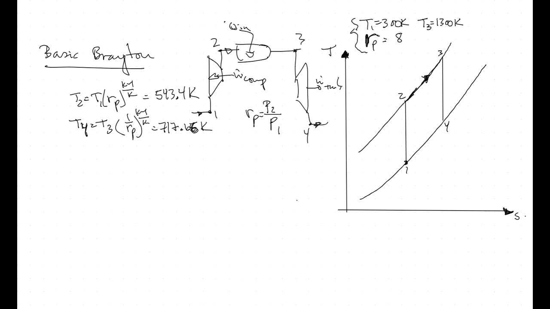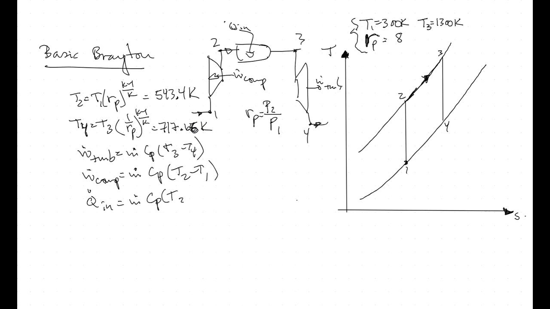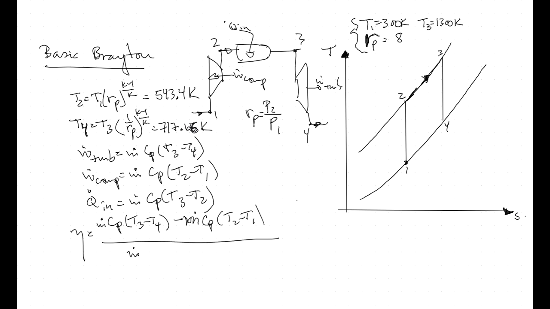So the work out of the turbine is just m dot cp (T3 minus T4). The work going into the compressor is m dot cp (T2 minus T1). And the amount of heat added is m dot cp (T3 minus T2). So if I want the efficiency, this is going to be equal to the net work, the work from the turbine, m dot cp (T3 minus T4), minus the work going into the compressor, m dot cp (T2 minus T1), divided by the heat going in, m dot cp (T3 minus T2). The m dot cps cancel out. This is going to be (T3 minus T4) minus (T2 minus T1), in brackets, over (T3 minus T2).